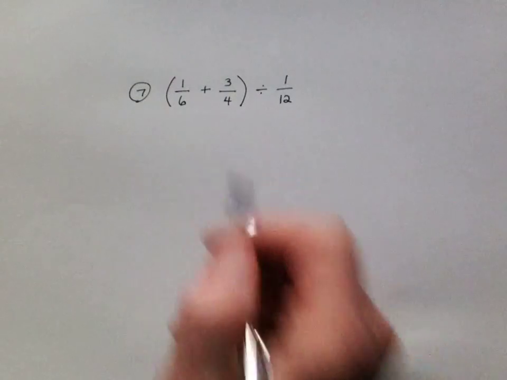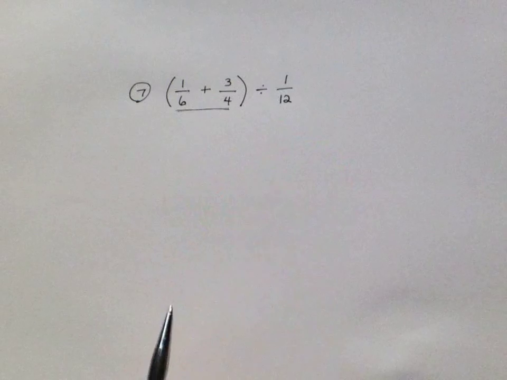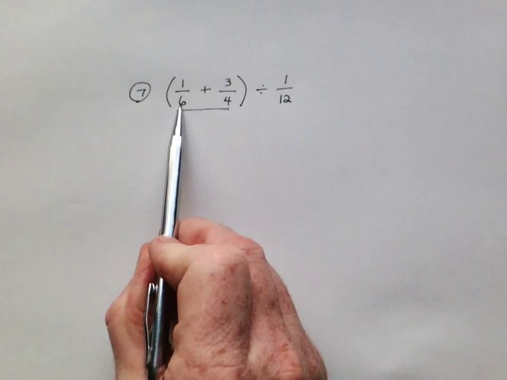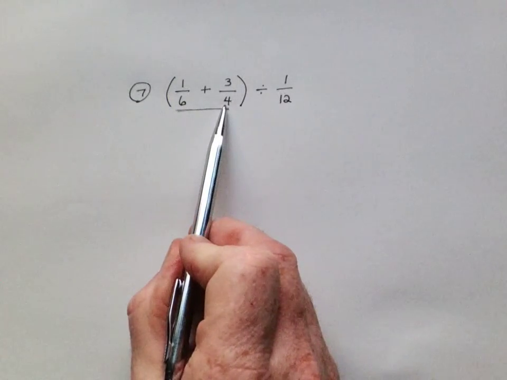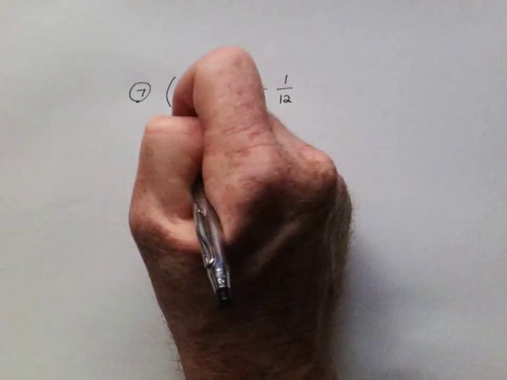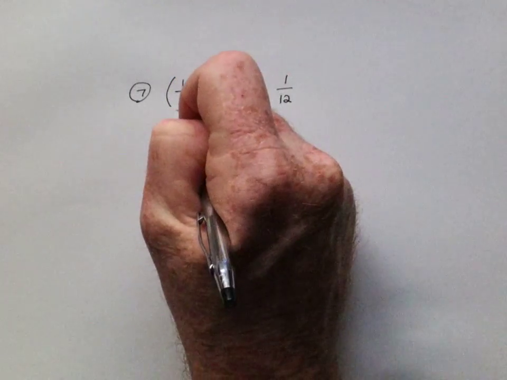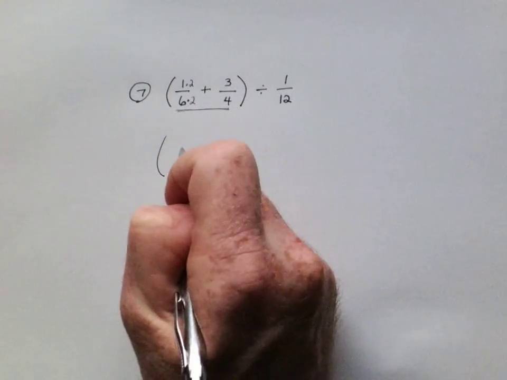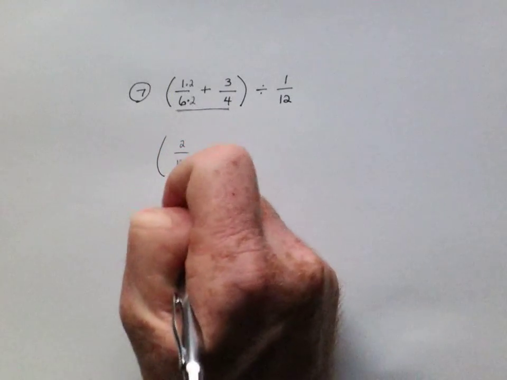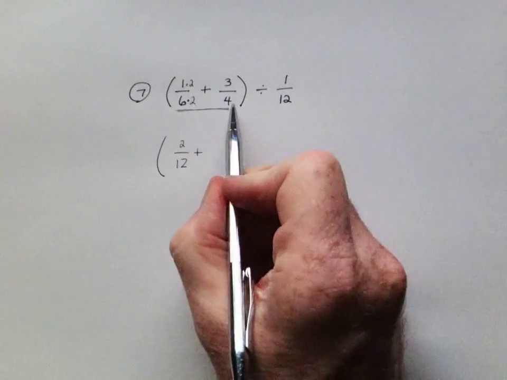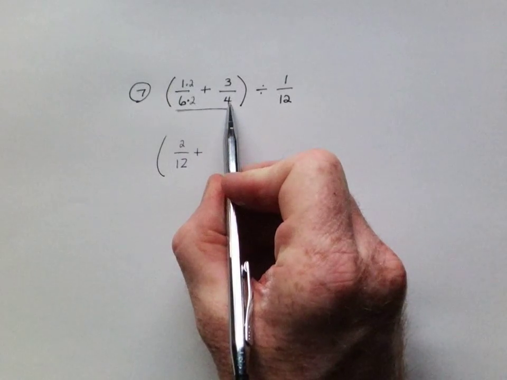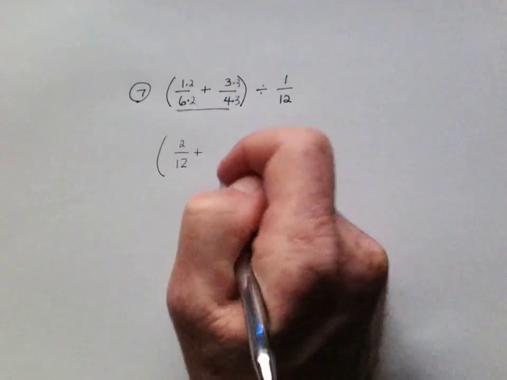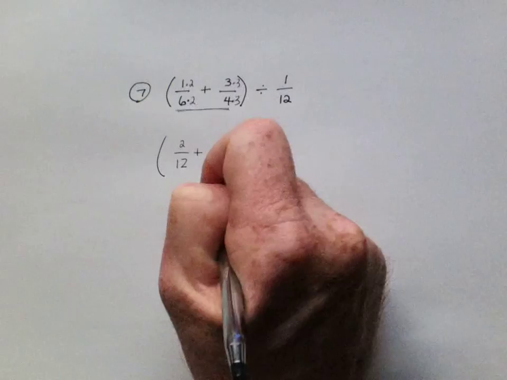Because of the parentheses, we need to add these two guys first of all. And I could change this into a 12, and I could change this into a 12. So that's going to be the common denominator. So multiply by 2 and multiply by 2. So in the parentheses, this one is going to be 2 over 12. For this one, if I change the denominator into a 12, I would multiply by 3 on the bottom and the top. So this would become 9 over 12.